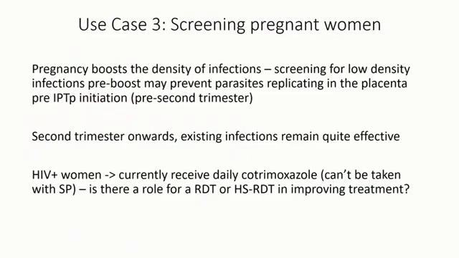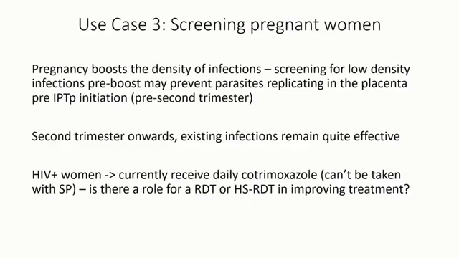Screening pregnant women, so we've got a talk on this later, so I'm just going to skip over this one quite quickly. Some of the ideas around this are that pregnancy boosts the density of infections, so screening for low density infections pre-boost may prevent parasites replicating in the placenta before a woman will be embarking on an IPTP. So regular screening with a high sensitivity RDT might help you detect these infections before they ever progress to be more severe. From the second trimester onwards, it's thought that existing interventions are already pretty good.